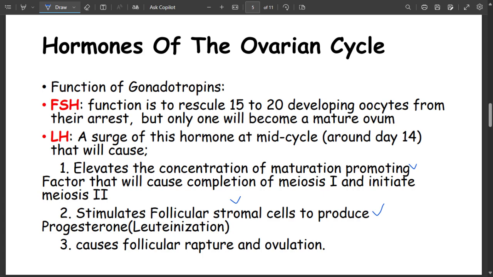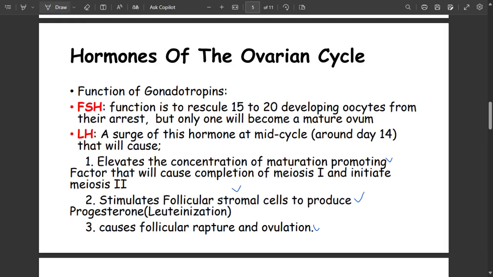So after progesterone has been produced by these follicular stromal cells, progesterone is going to cause follicular rupture and ovulation. Follicular rupture, what we're simply talking about, is that the follicle is going to rupture and release the oocyte. And that is what is termed ovulation eventually. So ovulation occurred at this point.